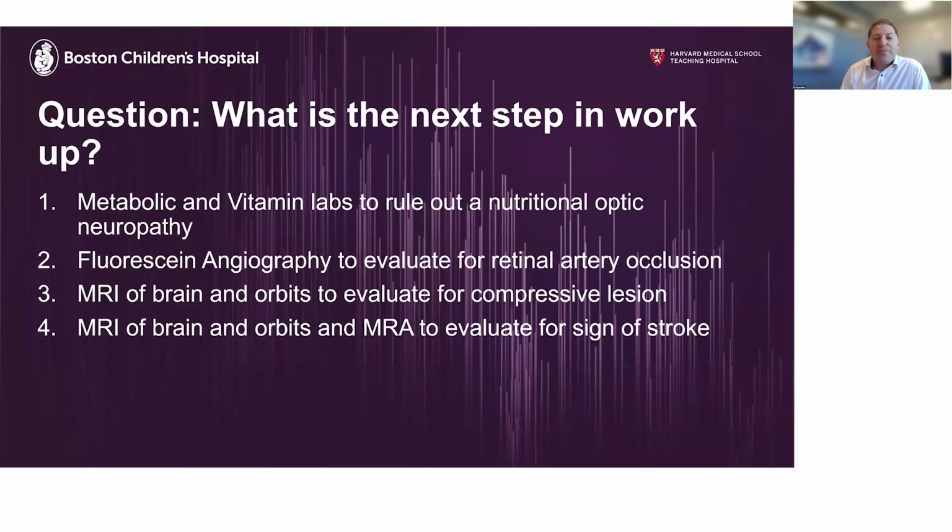And so here's my next question. What is the next step in workup? Metabolic and vitamin labs to rule out a nutritional optic neuropathy, fluorescein angiography to evaluate for retinal artery occlusion, MRI brain to evaluate for compressive lesion, or an MRI brain and orbits and MRA to evaluate for sign of stroke. And I know it was already done, so I should have said, what is the first step in your workup? What should it be?